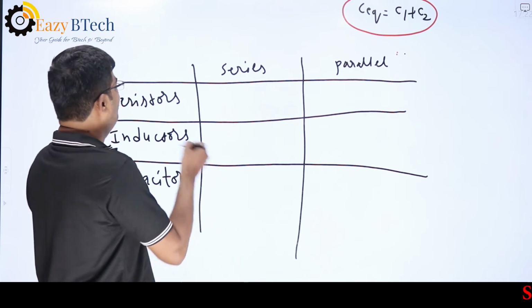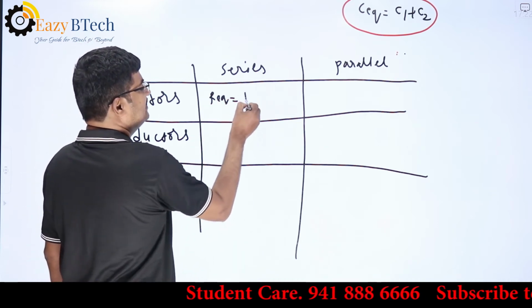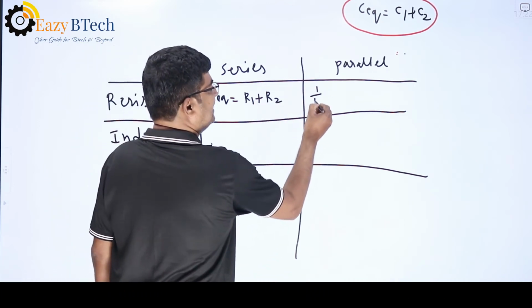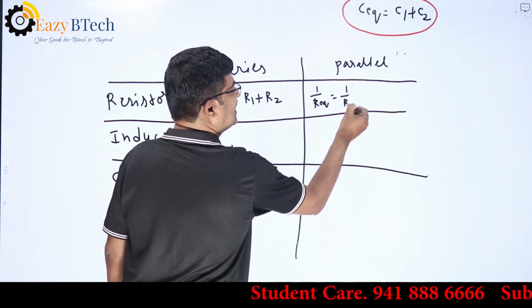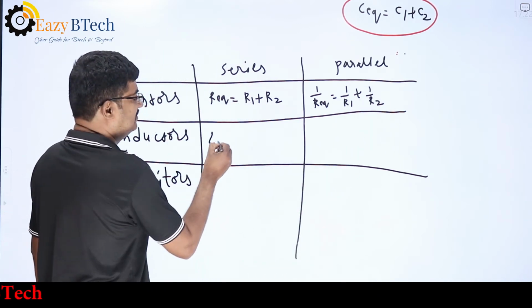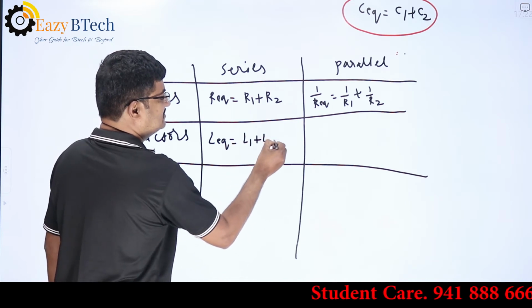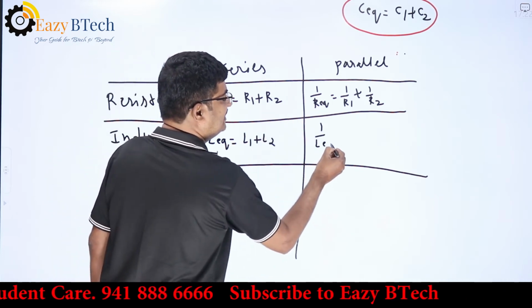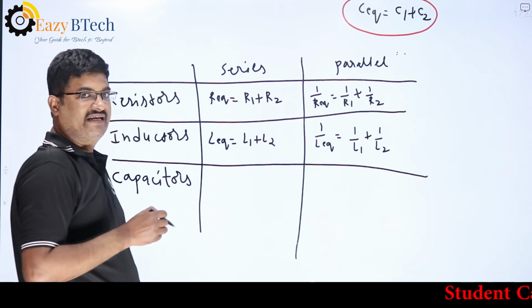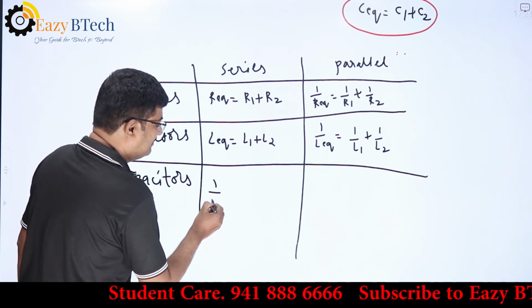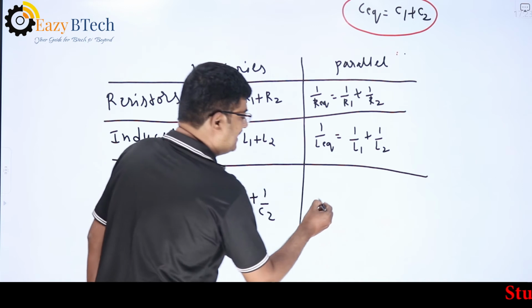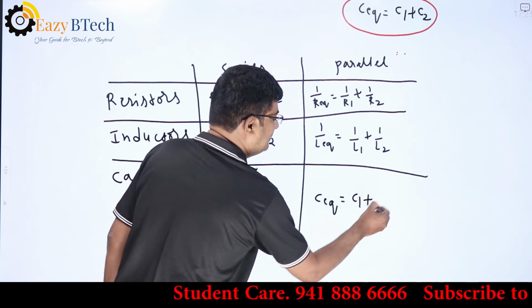I will be writing whatever till now we have derived. Whenever the resistors are connected in series, R equivalent is equal to R1 plus R2. Whenever the resistors are connected in parallel, 1 by R equivalent is equal to 1 by R1 plus 1 by R2. Whenever the inductors are connected in series, L equivalent is equal to L1 plus L2. When they are connected in parallel, 1 by L equivalent is equal to 1 by L1 plus 1 by L2. When the capacitors are connected in series, 1 by C equivalent is equal to 1 by C1 plus 1 by C2. When they are connected in parallel, my C equivalent is equal to C1 plus C2.